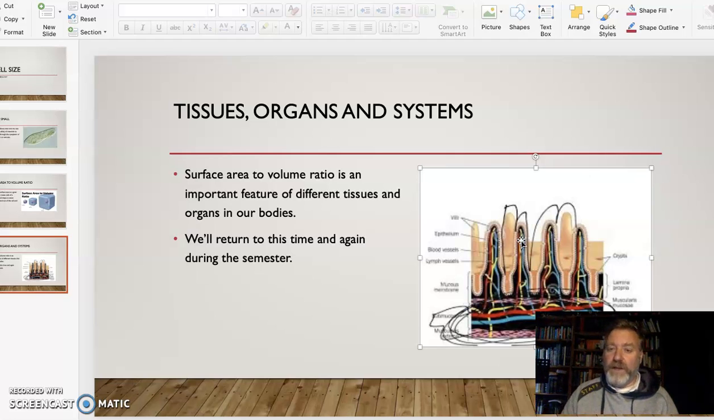We find this throughout our bodies, in our lungs, and all sorts of places where there is attempts to increase the surface area so the functioning of that organ or that system can work better. And we see it with cells. So it's a really big idea we'll come across a lot.